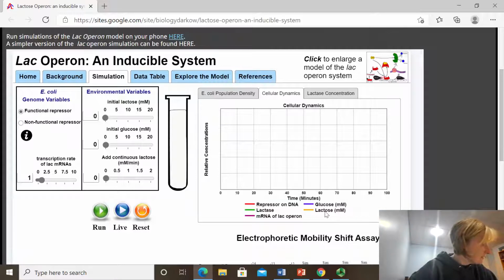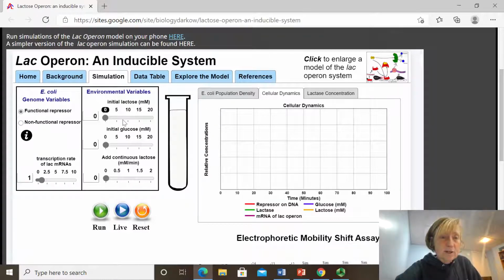Then it says, set the system to the functional repressor, set the initial lactose concentration, that's the sugar. It's so easy to mess up lactase and lactose. Lactase is the enzyme. Beta-galactosidase is another name. Lactose is the sugar that we want to break down. Be very careful with that language. They're not the same, right? One's the molecule that breaks down the other.